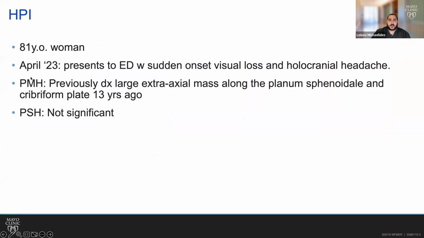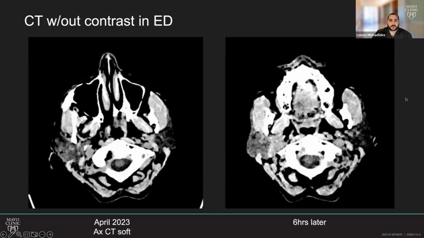Previous medical history was positive for a previously diagnosed large extraaxial mass of the planum sphenoidale and cribriform plate that was diagnosed over 13 years ago and was being followed yearly with serial MRI scans, but no management was taken. Past surgical history was not significant. And in the emergency department, this is the CT without contrast.